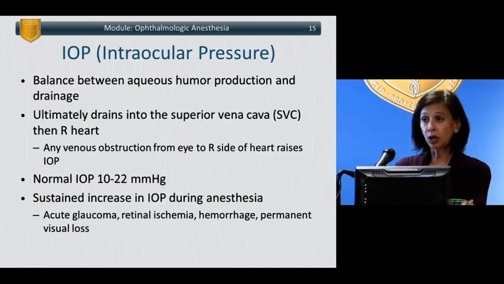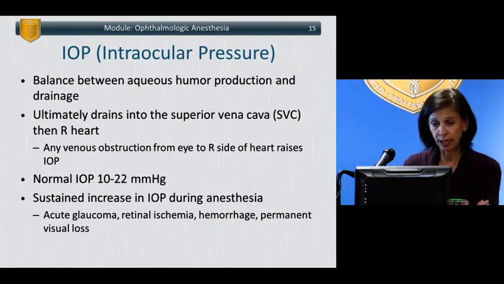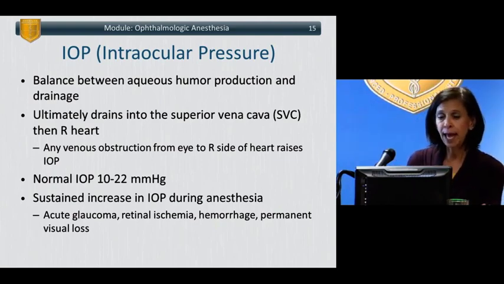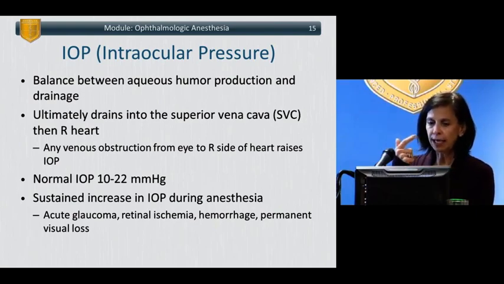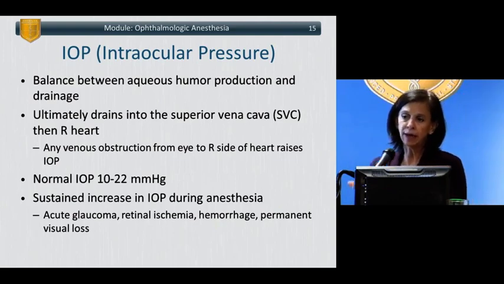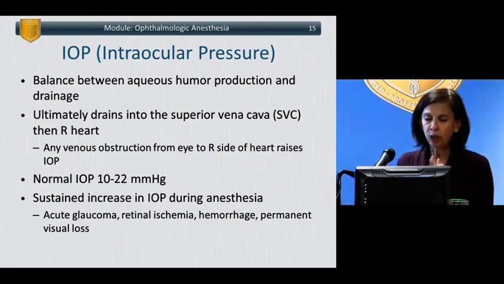So let's talk about intraocular pressure, and they do like to ask questions on the boards about intraocular pressure. It's a balance between the aqueous humor production and the drainage, because it's the presence of the fluid in the globe. More fluid, higher pressure. Lower fluid, lower pressure. So it drains through the eye into the superior vena cava and then down into the right heart. So obviously any level of obstruction anywhere from the heart all the way back up to the eye will increase the intraocular pressure, because it will inhibit drainage of fluid.